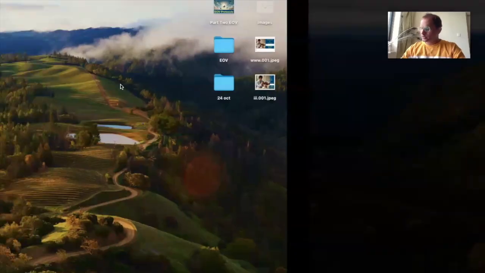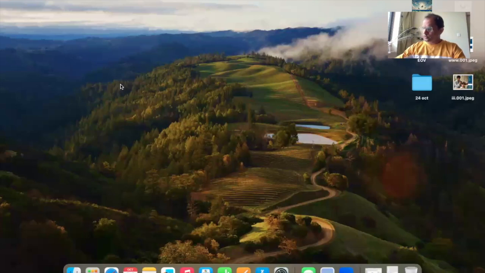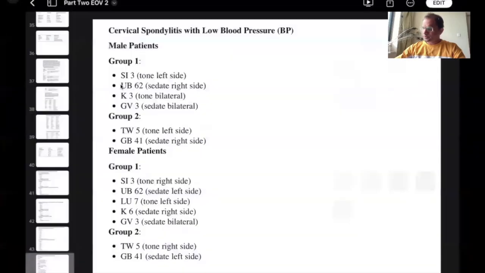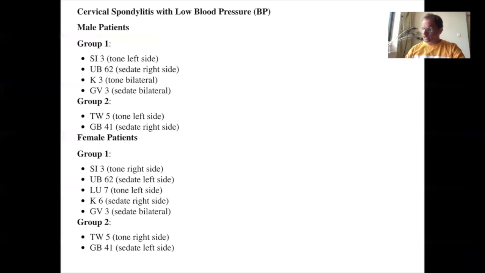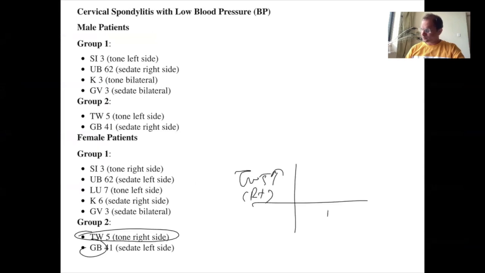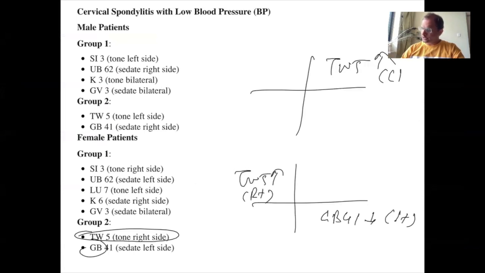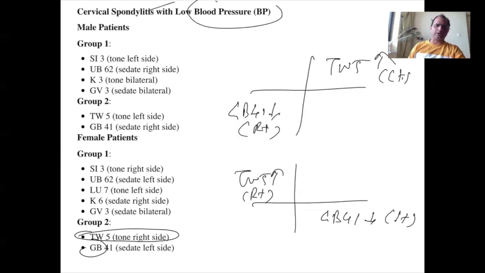So in this way, for the female patient also, we will apply the same formula. But for the female patient, the right side will become the dominant side. So here, the triple warmer 5 tonification on the right side and gallbladder 41. For the female, triple warmer 5 will go on the right side. And for the male, triple warmer 5 will go on the left side. Only this is the difference. So this was for low blood pressure.